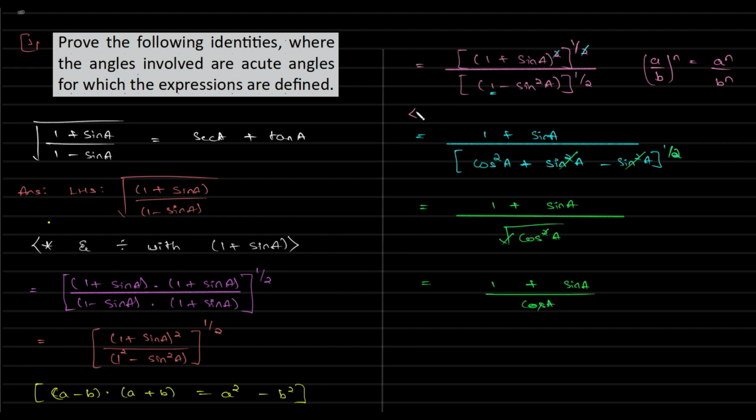Right? So herein we used the identity. We'll just make a note of it. We substituted in place of 1, cos square A plus sine square A. Now we will use the distributive property because there's no denominator. So we end up with 1 by cos A, which is sec A, plus sine A by cos A, which is tan A. And we are done. This is how the proof goes.